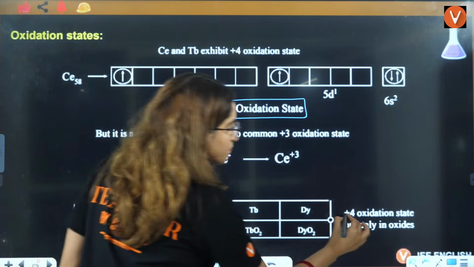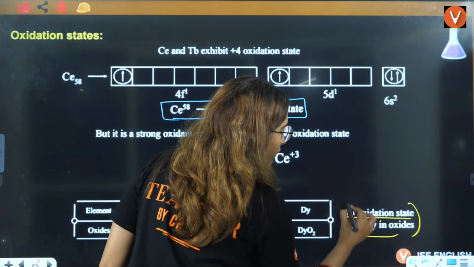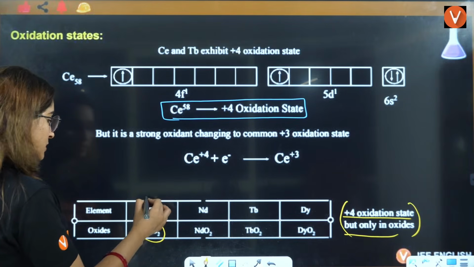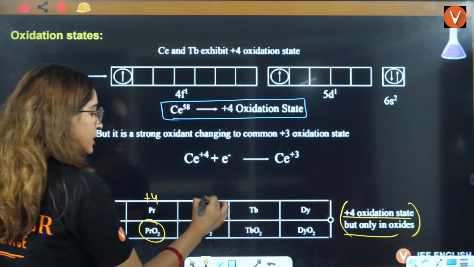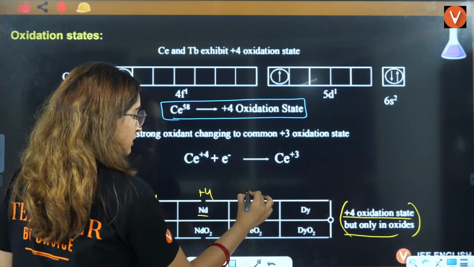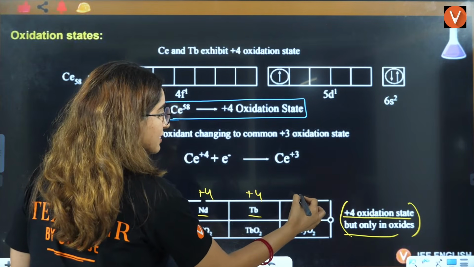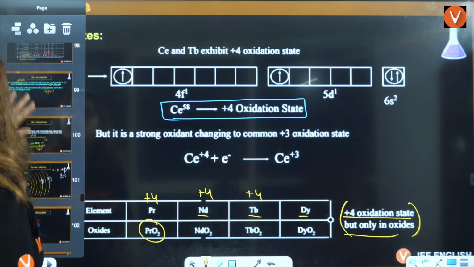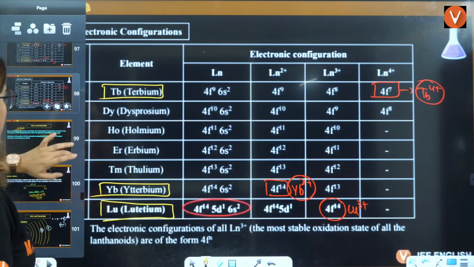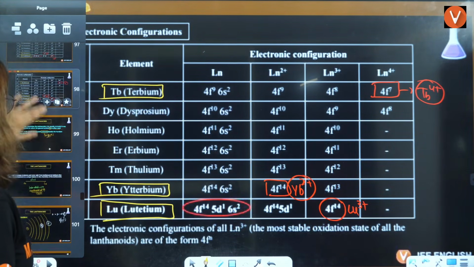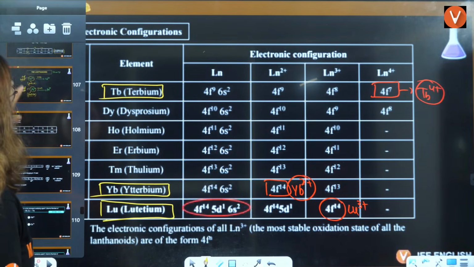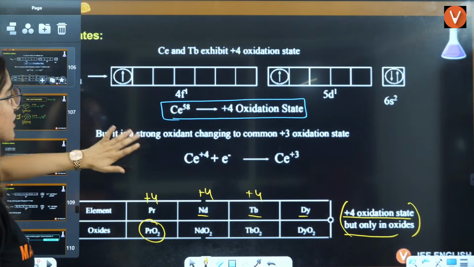They exist in +4 oxidation state, but only in oxides, right? Like you have praseodymium that exists in +4, right? Neodymium +4, terbium also +4. That's very simple. Dysprosium. Yeah, the names are so weird. Dysprosium also exists in +4 oxidation state.